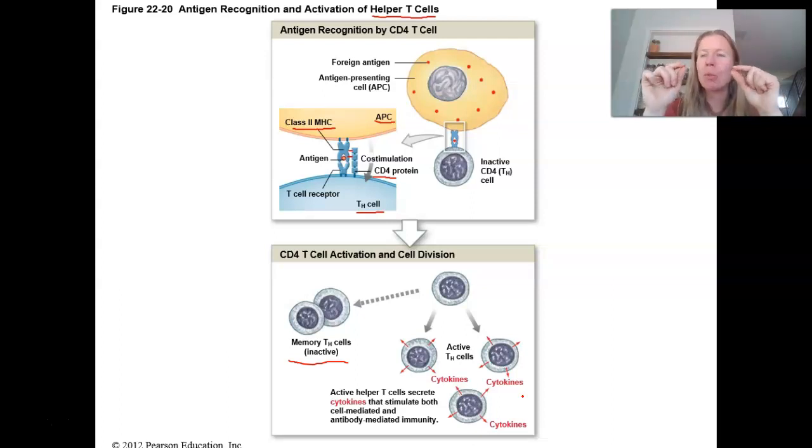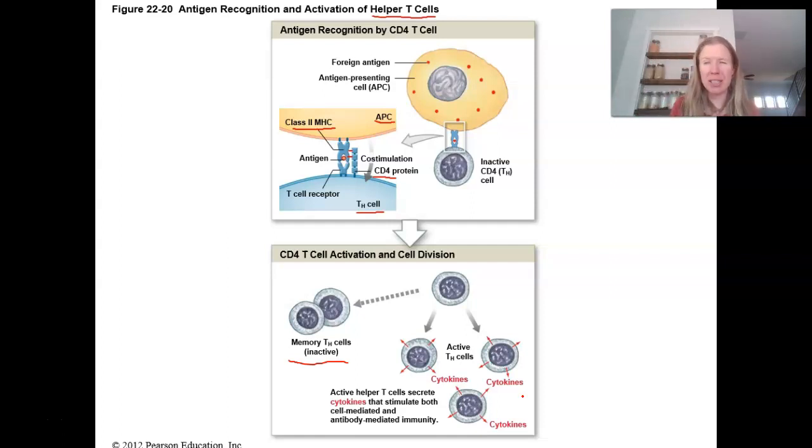And basically what helper T cell cytokines do is they stimulate cytotoxic T cells to be more lethal, to be more active. And they also stimulate B cells to be more active, start producing more antibodies. So helper T cells really talk to both cytotoxic T cells and B cells. They're really this linchpin in the immune system.